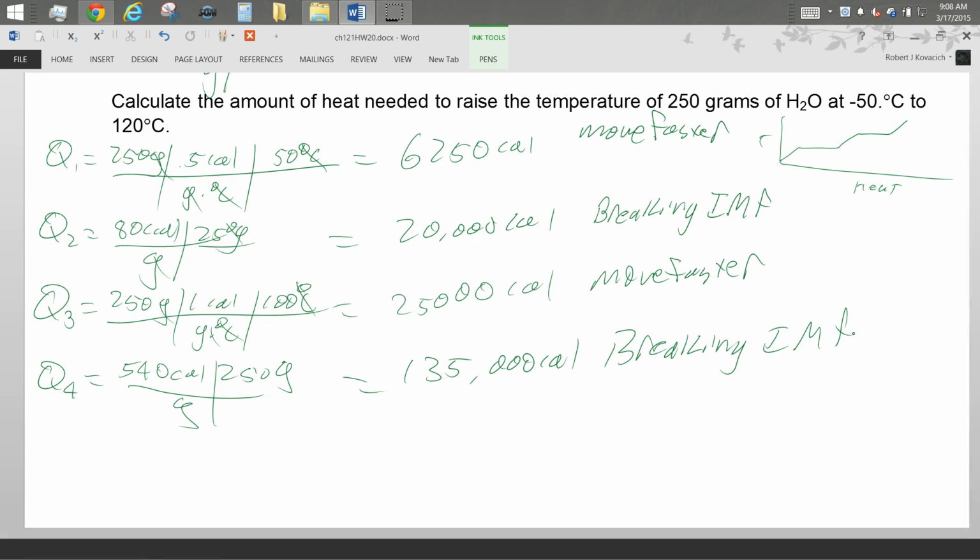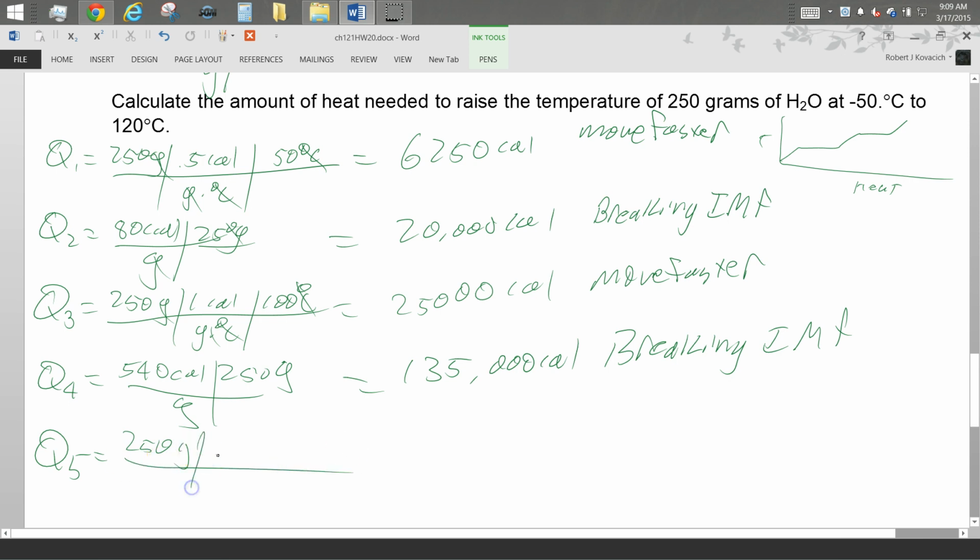So now it's at 100 degrees Celsius, and what am I going to do? Need to get it to 120. So my 250 grams, and it's back to that 0.5 calories per gram degrees C, and we're only going to increase its temperature 20 degrees. So 2,500 calories. And what's this 2,500 calories being used for?